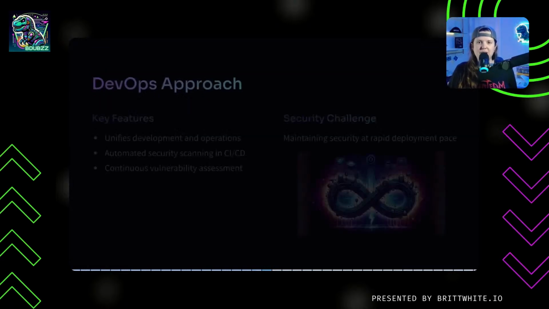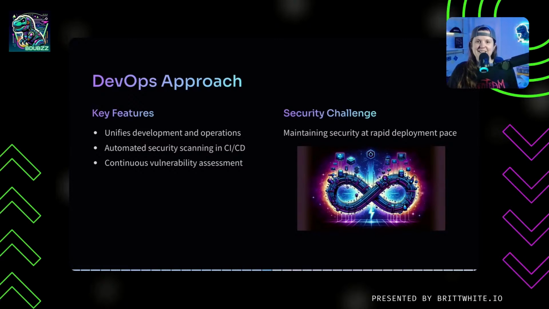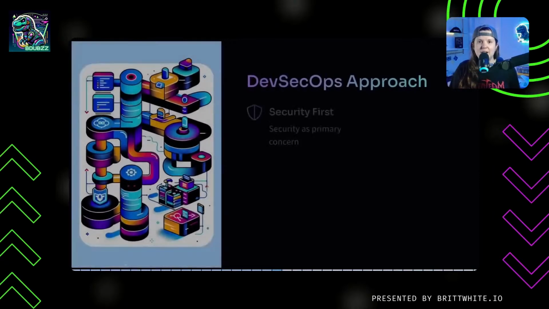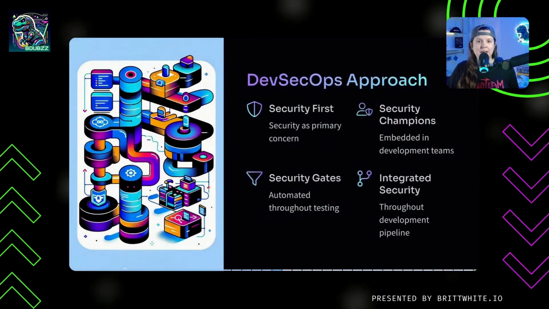Now, DevOps unifies development and operations. Its key security features include automated security scanning in the CI/CD pipeline and continuous vulnerability assessments. The main challenge is maintaining security at the same rapid pace as your deployments. And then finally, DevSecOps elevates DevOps by making security a first-class citizen. It embeds security champions within development teams and implements automated security gates throughout testing. This approach is great for modern applications that need security integrated into every development step.